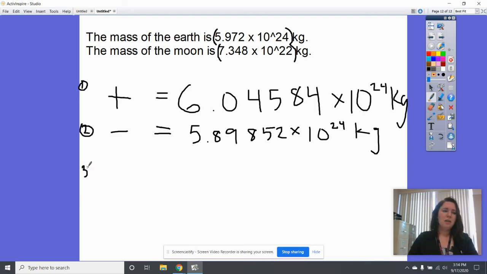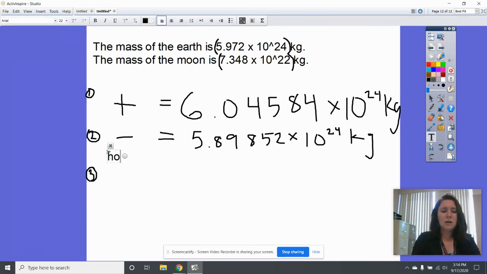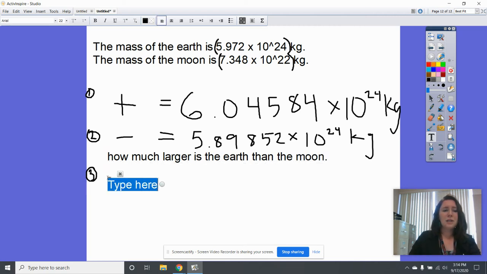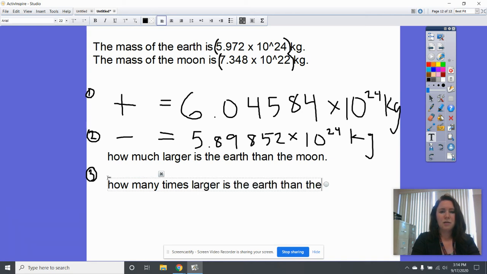Interesting. Okay, the third thing, this is a very common one. Now listen to how I phrase this. How many times larger is the Earth than the moon? I want to write out these two different questions. So number 2 was, how much larger is the Earth than the moon? And number 3 is, how many times larger is the Earth than the moon?